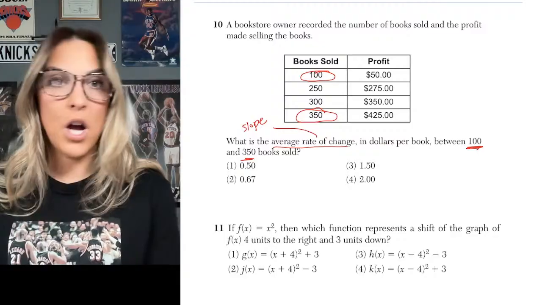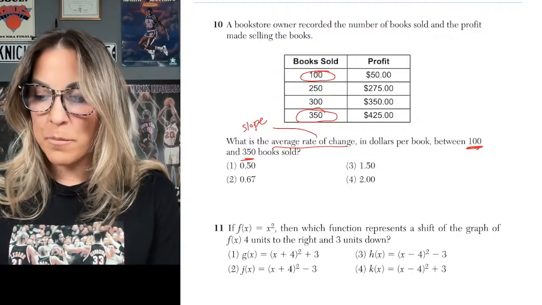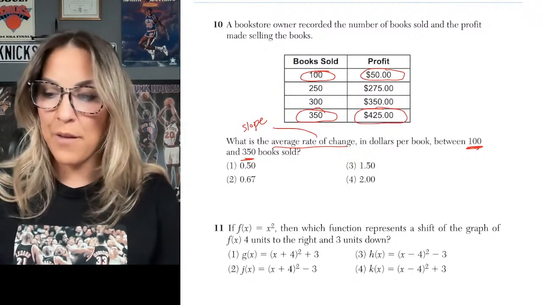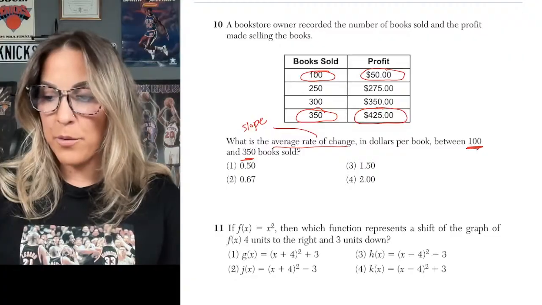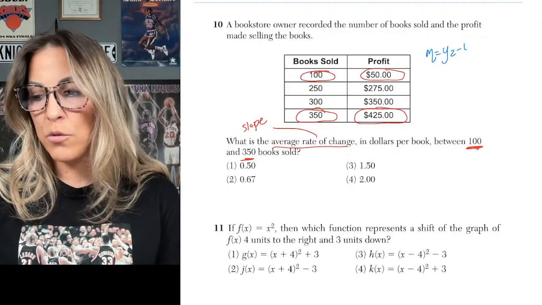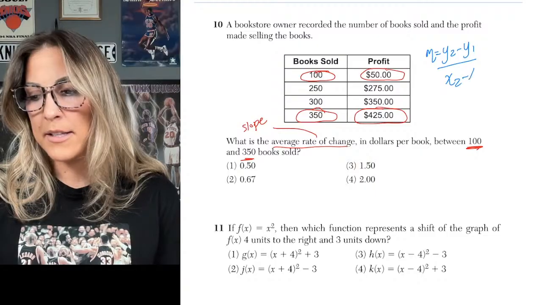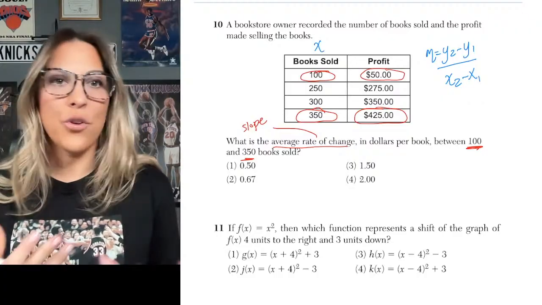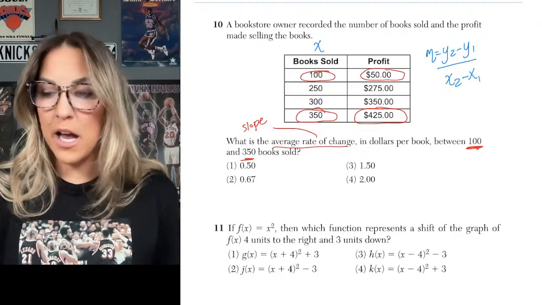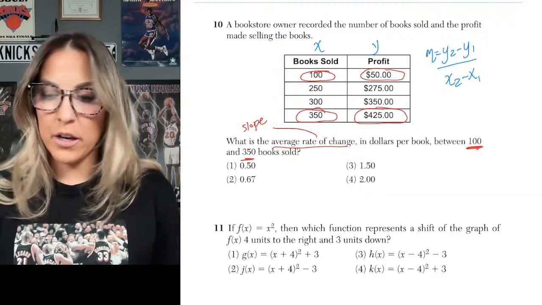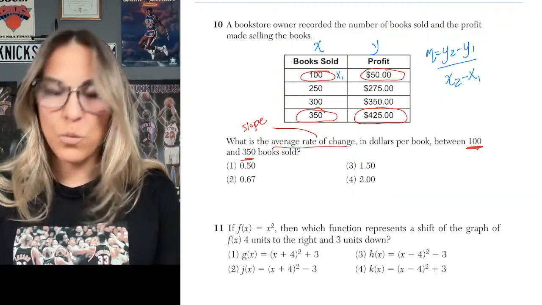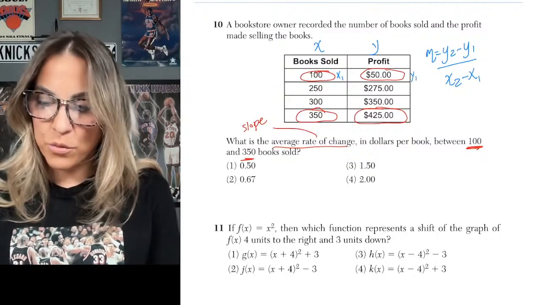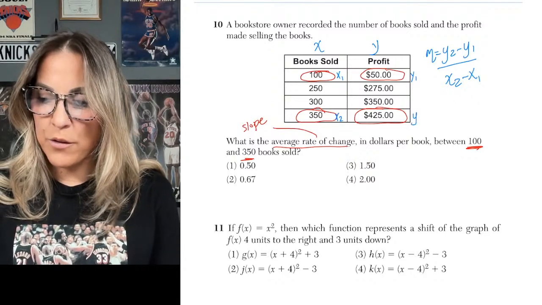So we're looking for the change from 100 to 350. So at 100 books sold, they made a profit of $50, and at 350 books sold, they made a profit of $425. In order to use my slope formula, so I'll bring it over here for you, m equals y2 minus y1 over x2 minus x1. You need 2 ordered pairs. We have them. Your books sold are your x. They're your independent variable. Depending on how many books you sell, you will make y profit. So I'm going to call 100 my x1, and if that's my x1, then my 50 has to be my y1. So 350 is my x2 and 425 is my y2.